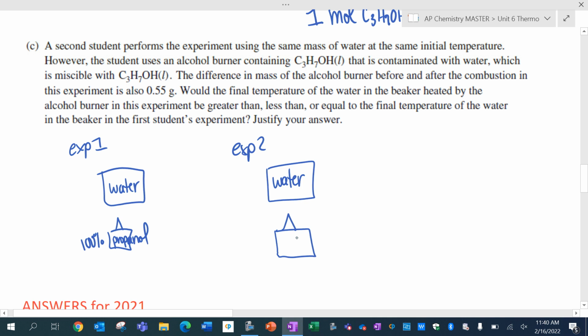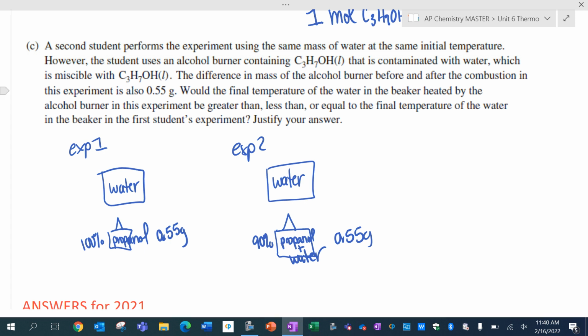So sometimes it helps me to apply a number to it. So let's say a propanol is contaminated with water. So now it's a mixture of propanol and water. So instead of it being 100% propanol, let's say it's 90% propanol. And in both scenarios, we still react 0.55 grams. So in reaction number 1, 0.55 grams of propanol combusts. It's going to release a certain amount of heat. In experiment 2, we got 0.55 grams reacting, but it's no longer pure propanol. It is a mixture of propanol and water.